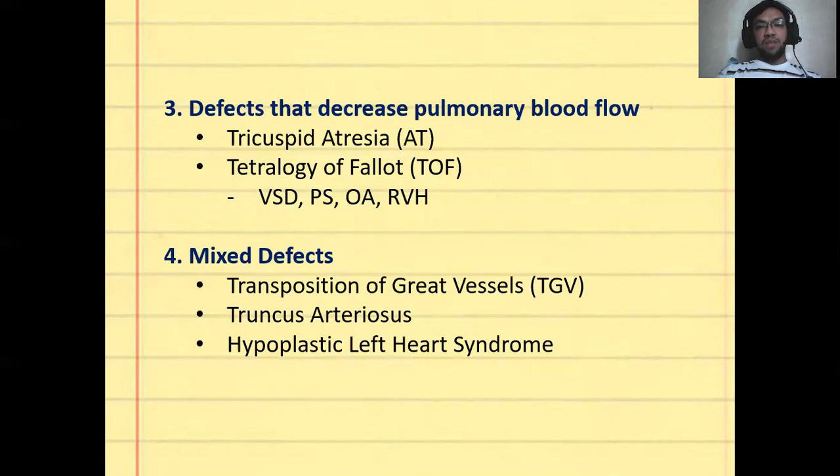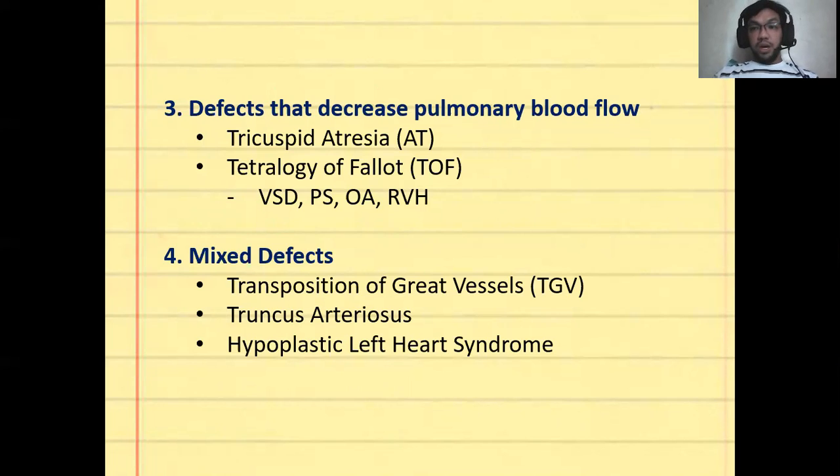The third one, we have defects that decrease pulmonary blood flow. So, meaning there is a decreased blood flow to the lungs in these diseases. We have TT. Remember TT, tricuspid atresia or TA, and we have tetralogy of Fallot or TOF.